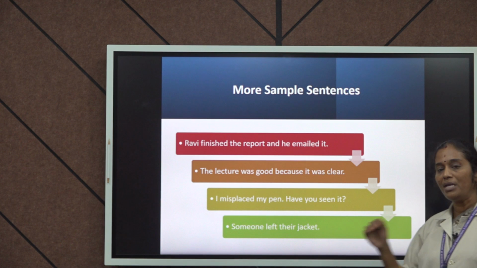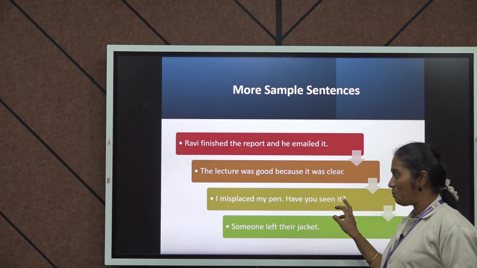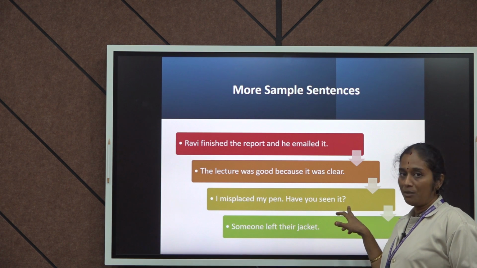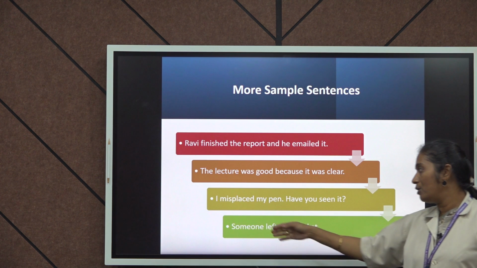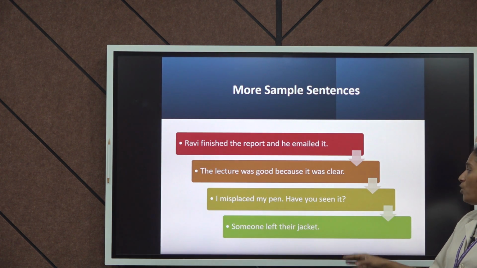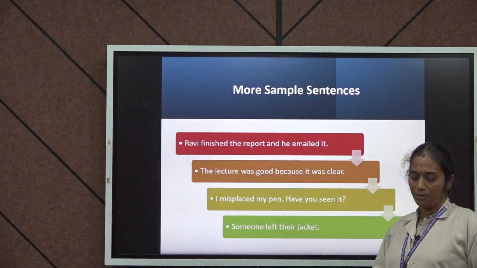And then look at my next sample. I misplaced my pen. Have you seen it? Here it acts as an objective pronoun. It refers to the first one, that is, the pen. And then look at my next sample. Someone left their jacket. Here someone acts as a pronoun. I move on to the next slide.